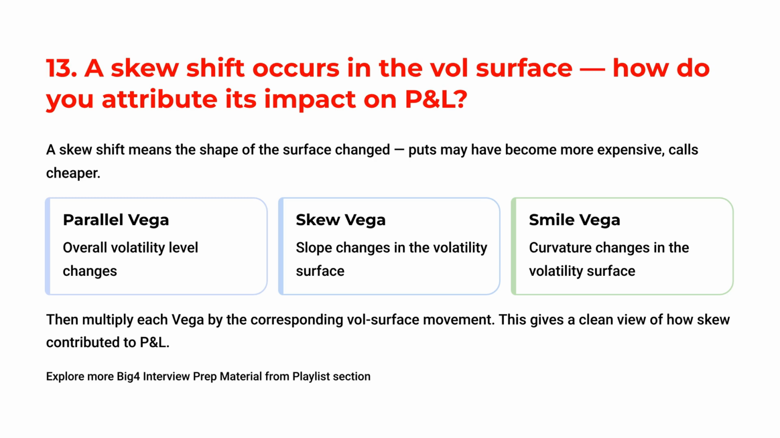A skew shift occurs in the vol surface. How do you attribute its impact on P&L? A skew shift means the shape of the surface changed. Puts may have become more expensive, calls cheaper.